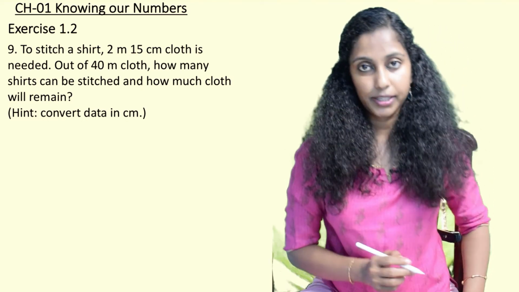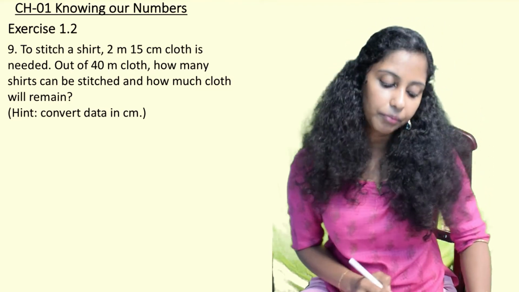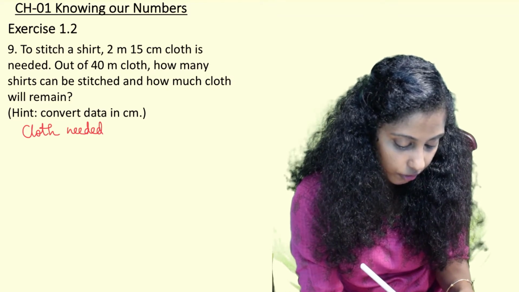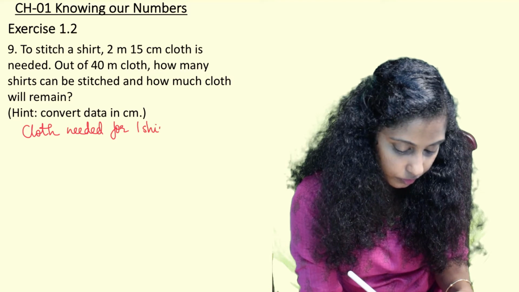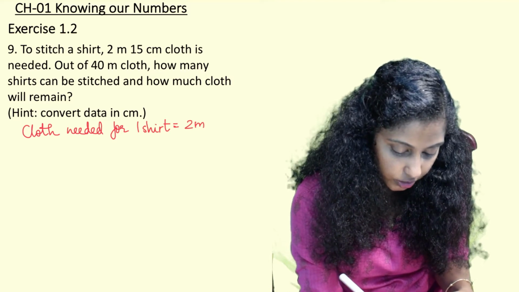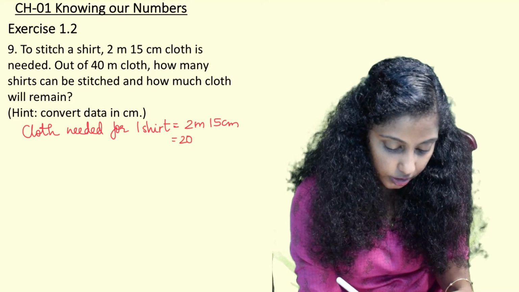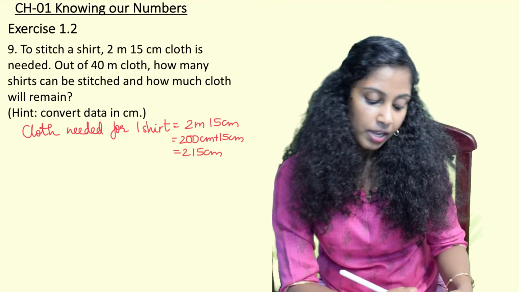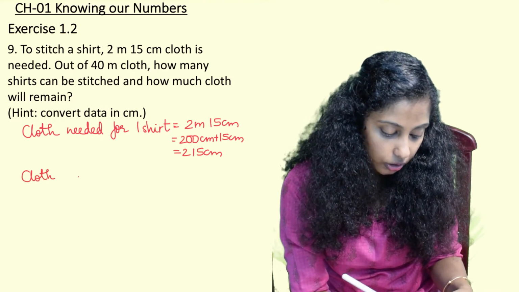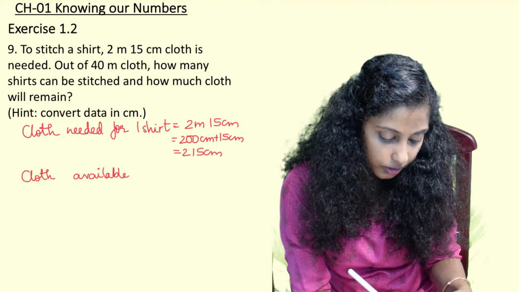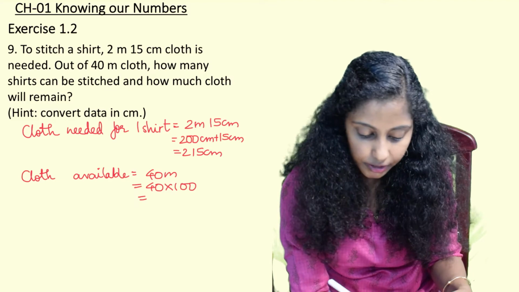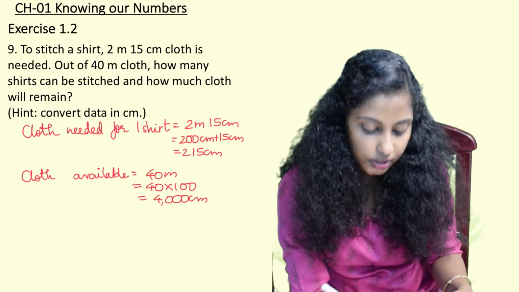They have given the data converted in centimeter. Had they not given this, then also we would have done the same thing. So the cloth needed for one shirt is equal to 2 meter 15 centimeter. 2 meter is 200 centimeter and 15 centimeter, so when we add, we get 215 centimeter for one shirt. And the total cloth available is 40 meter. So when we multiply 40 by 100, since 1 meter is 100 centimeter, we get 4000 centimeter.